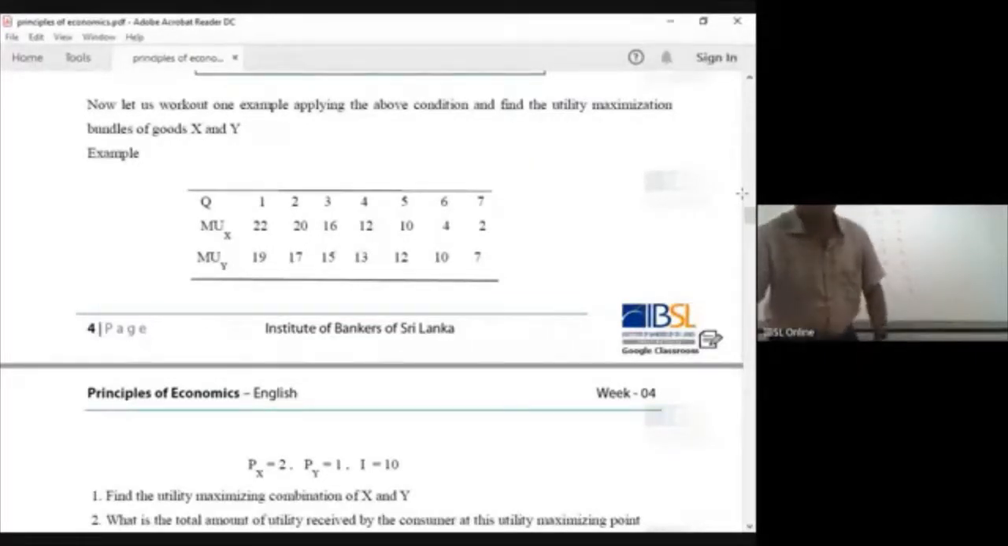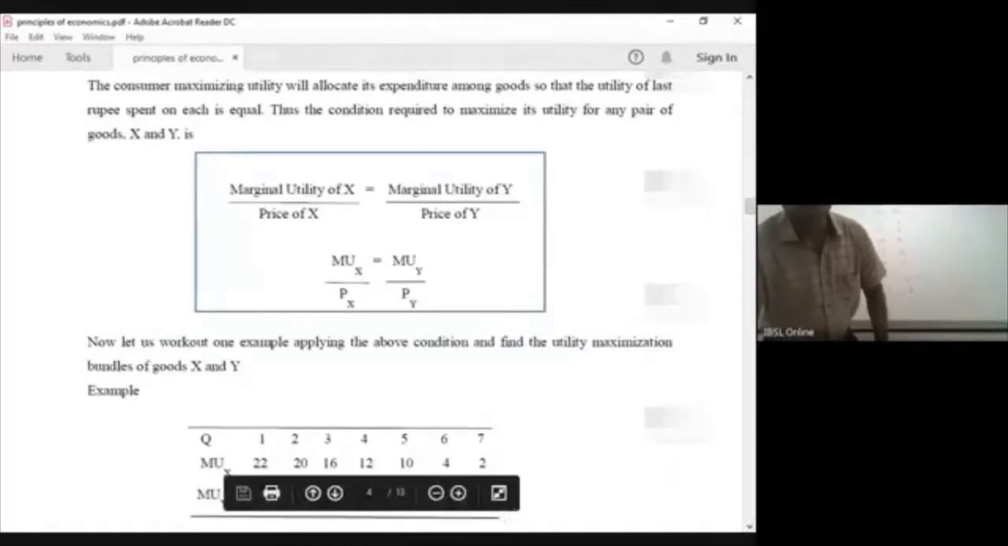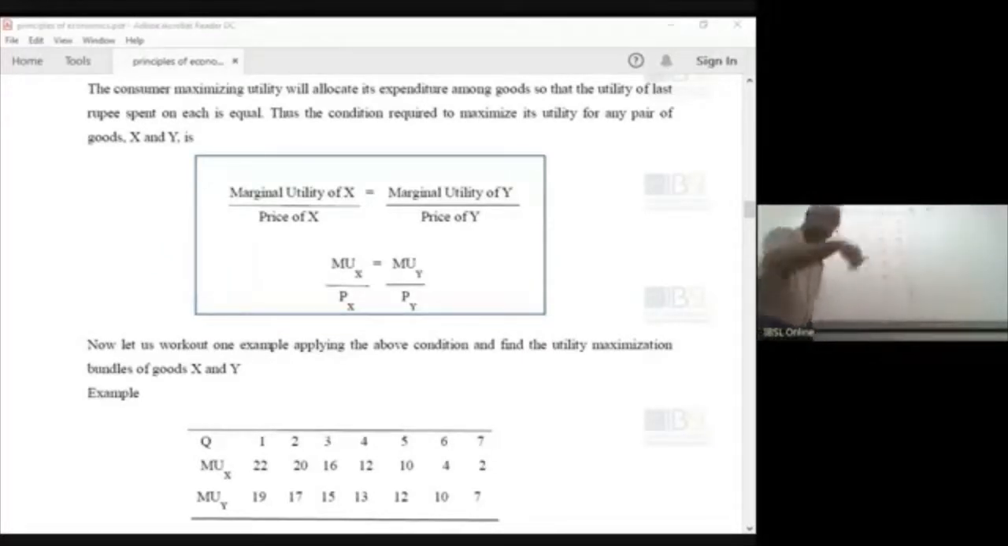Now, how do you apply this condition? What is the condition? The condition is MUX over PX equals MUY over PY, right? Now we have to calculate MUX over PX, the marginal utility of X divided by PX, in another column. Then MUY over PY. You have to apply that condition.